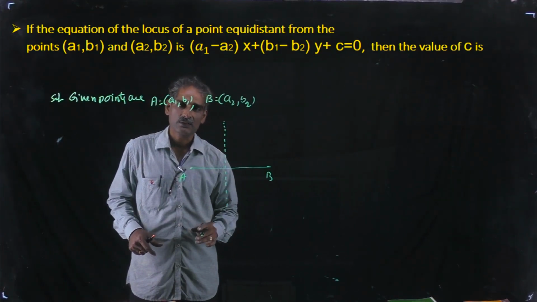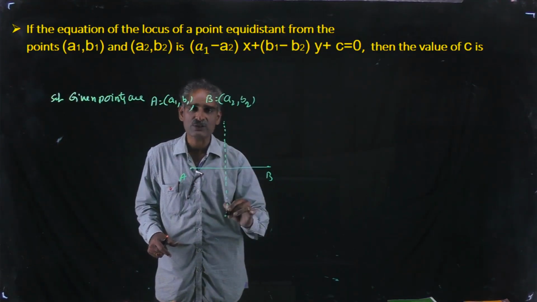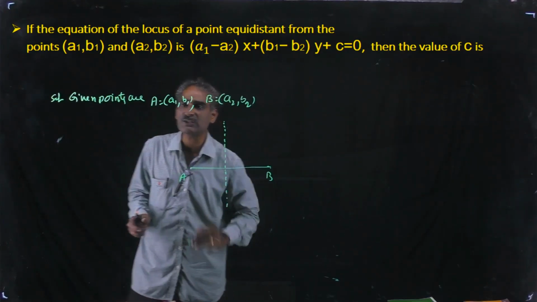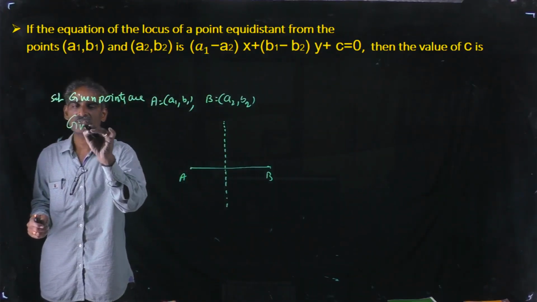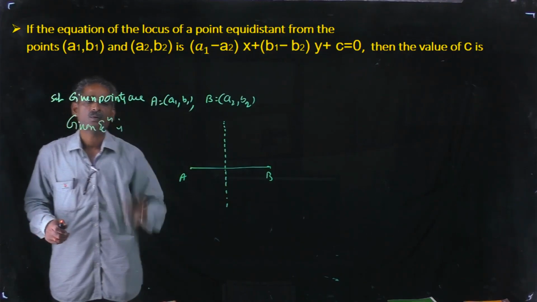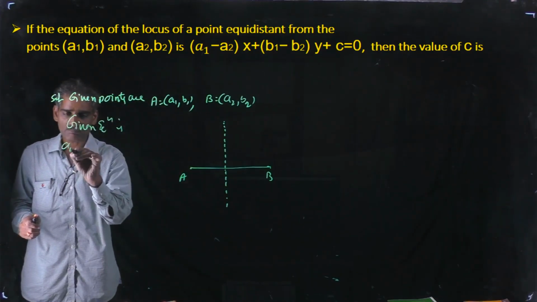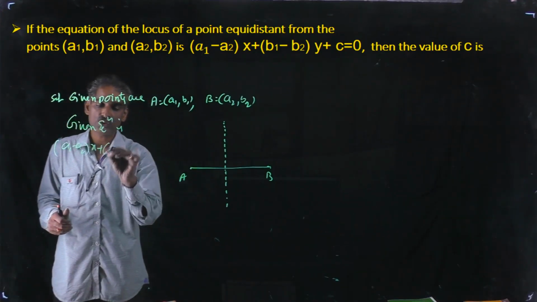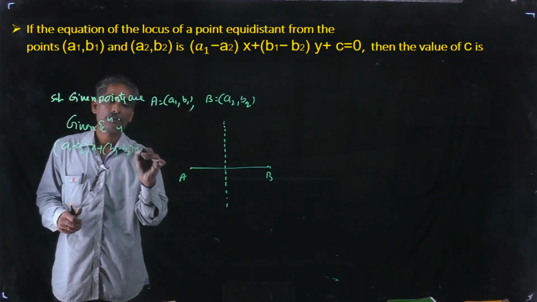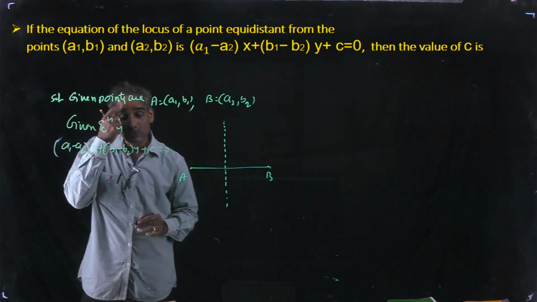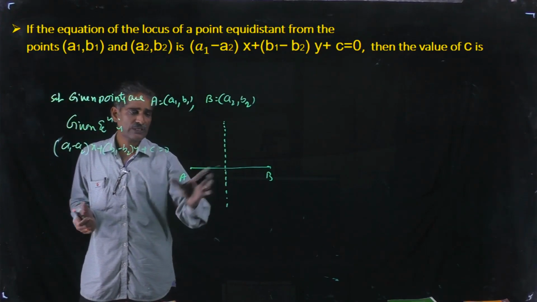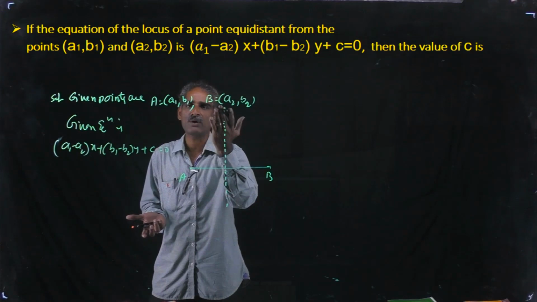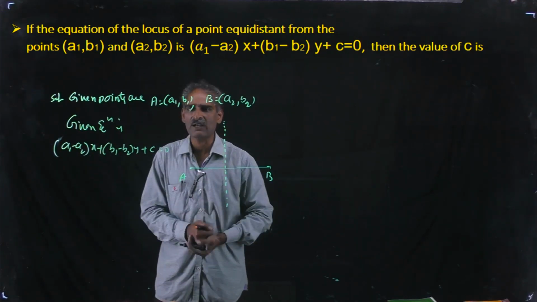Understand? So we have been given this equation, and we want to find C. That means the midpoint of AB should lie on the line. The given equation is (a1 minus a2) into x plus (b1 minus b2) into y plus C equal to 0. We have to find the value of C. So clearly the midpoint of AB lies on this line. Just find the midpoint of AB and substitute in the equation. You will get the value of C.